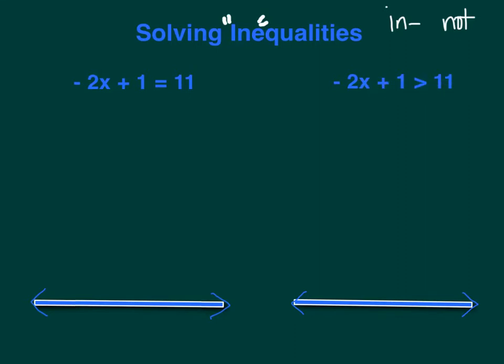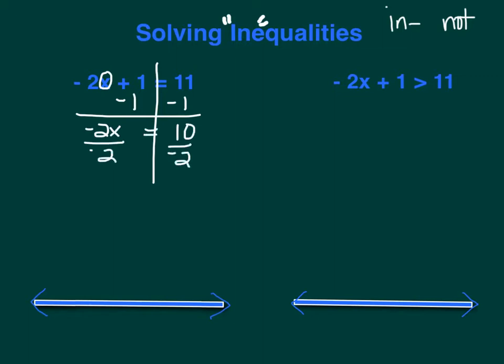Okay, so really quickly, let's just solve this side. Draw my line, circle my variable. I'm going to subtract 1, divide by -2, or multiply by the reciprocal. x equals -5. -5 on my number line is somewhere here to the left.